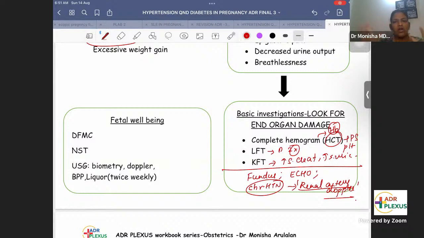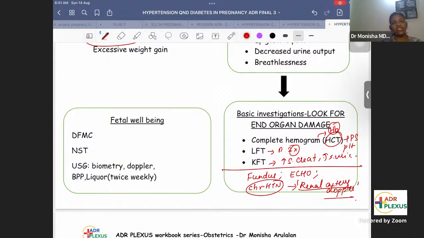Once we have seen all about the mother, we can't just be sitting with the mother. It is also important we see for the fetus. For the fetus, you will ask her for baby movement. How is the baby movement? We'll take the patient to do an ultrasound. In the ultrasound, you will see the biometry, the Doppler, and the liquor.